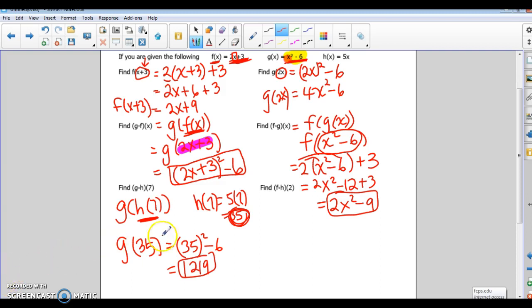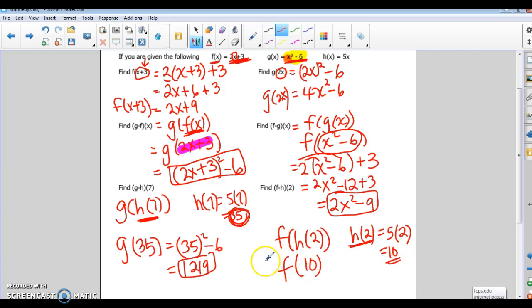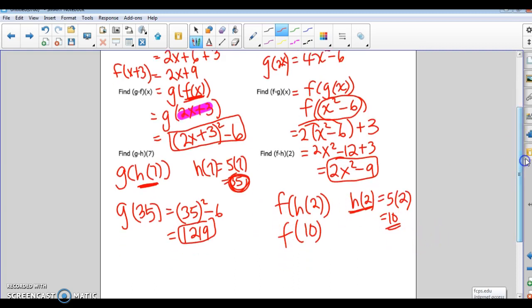Now let's do the last question. So now we're doing f of h of 2. As I told you, we always start from inside, h of 2. So we need to figure out h of 2. H of x was 5x, so 5 times 2, which is 10. Since h of 2 is 10, can I replace h of 2 with 10? Okay, then we can do f of 10.